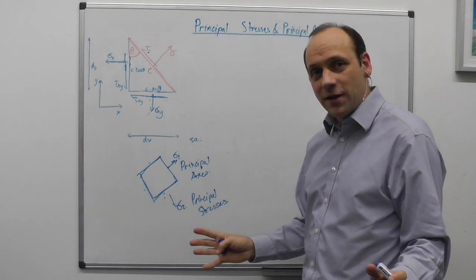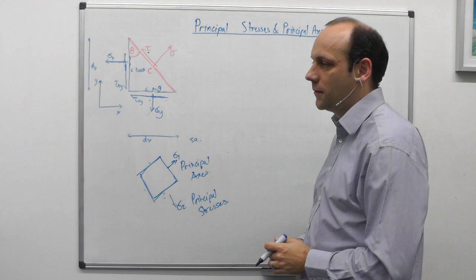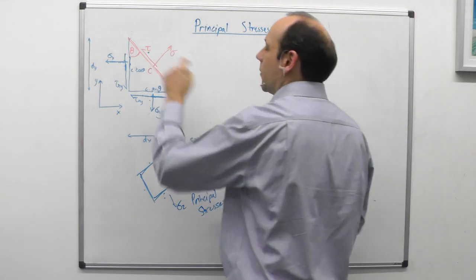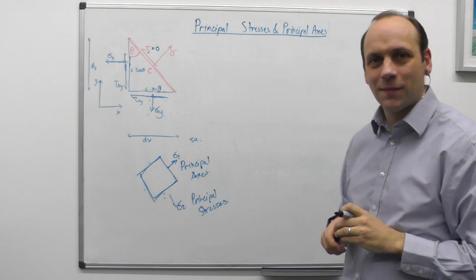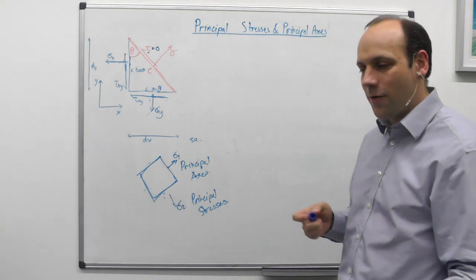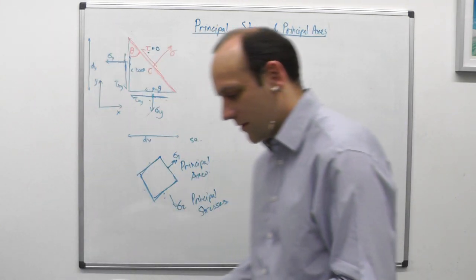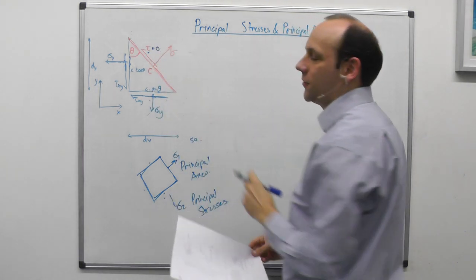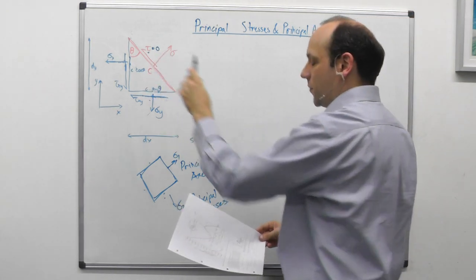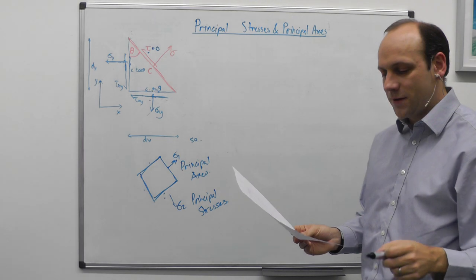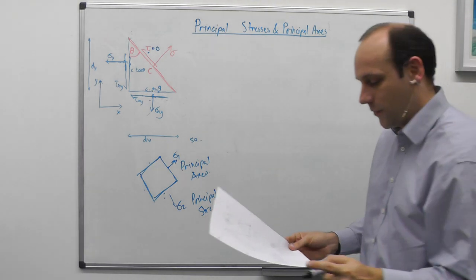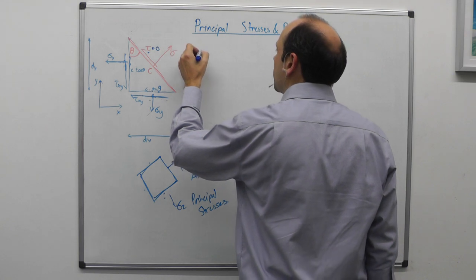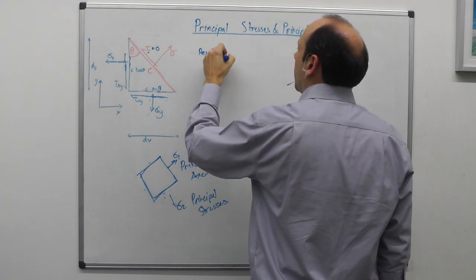Now, to find the principal stresses, what we're going to do is consider the special case where tau is equal to zero. And in that special case, we can now generate a couple of simultaneous equations. And instead of resolving parallel to sigma and parallel to tau, we'll resolve parallel to x and parallel to y, and therefore this will allow us to find values of theta, and it'll all work out. So, trust me. So let's resolve forces in the x direction.